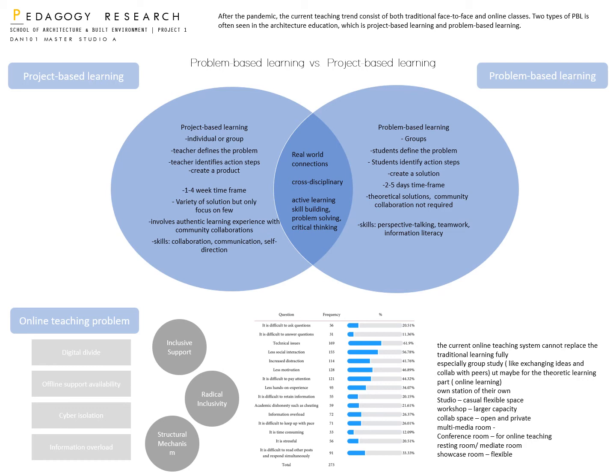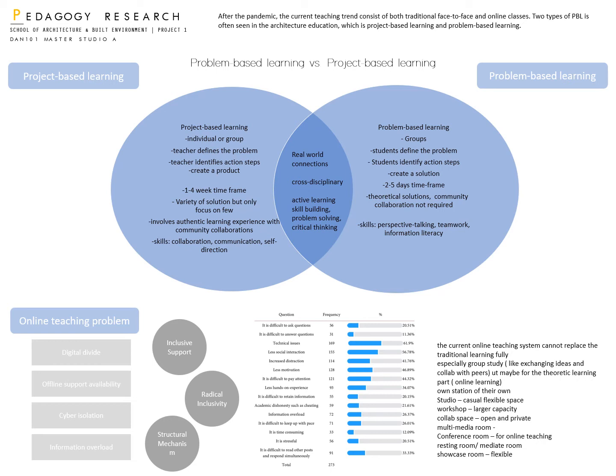Two types of PBL are often seen in architecture education, which are project-based and problem-based. Some pros and cons are in the diagram, and also some research on what problems people are facing in online learning. And I've concluded in our inclusivity slides, like solving the digital divide with technology support.